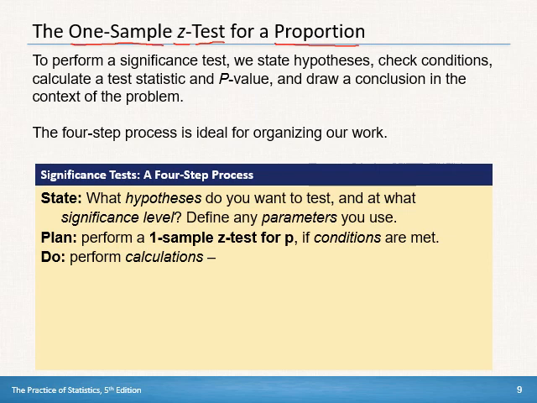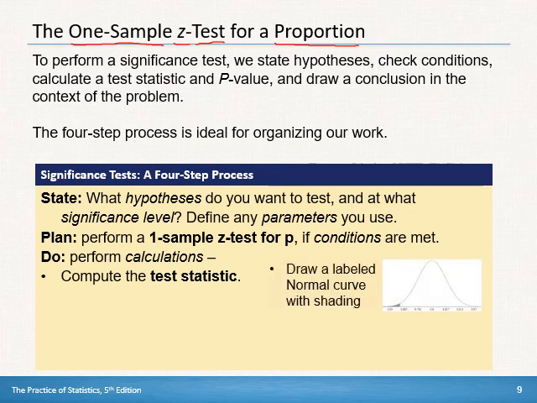All right, there are some components we need to include in the do this time. We want to calculate our test statistic, the Z value. We want to draw a normal curve, labeled and with shading. And then we want to calculate our p-value. So there are 3 things we have to include. We can do this by hand or use our calculator, but we have to include the test statistic, the p-value, and a labeled shaded normal curve. And then finally, the conclusion.